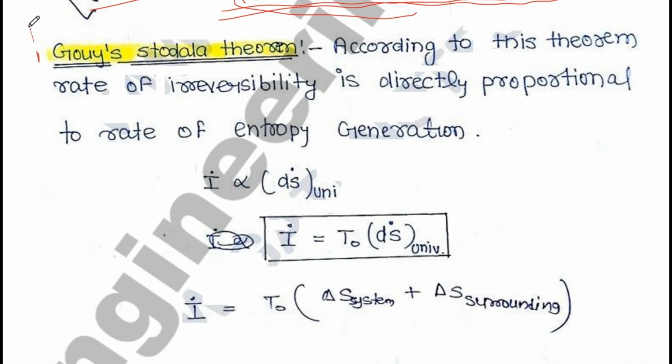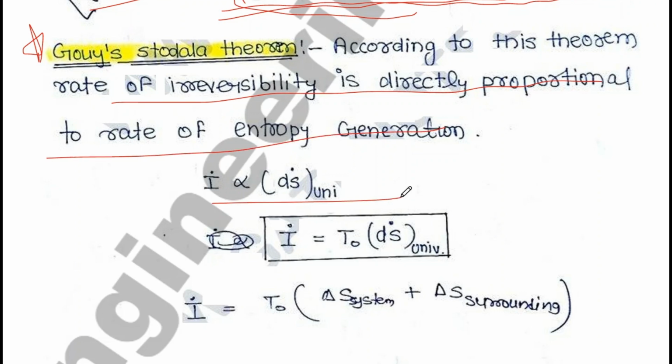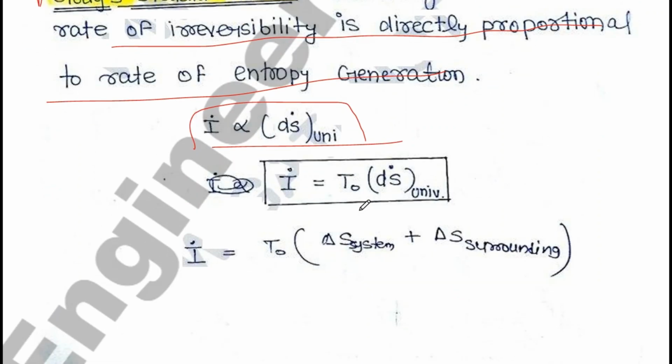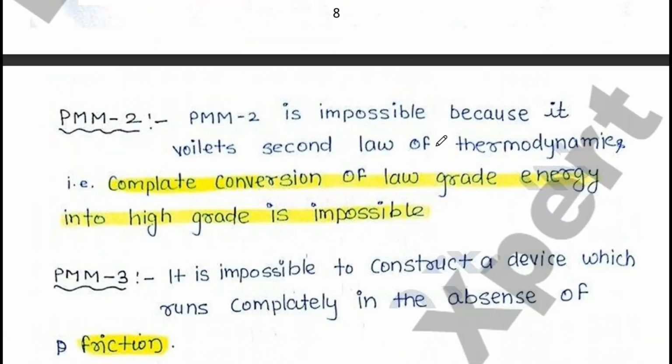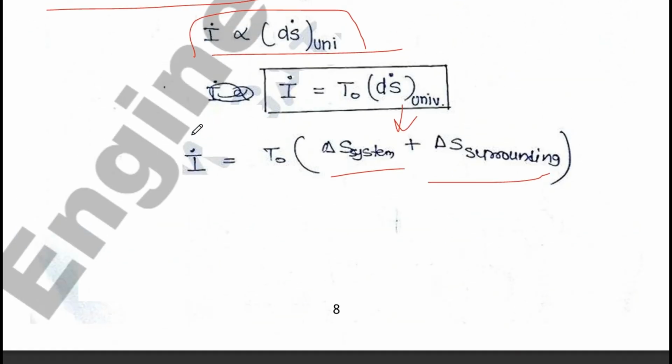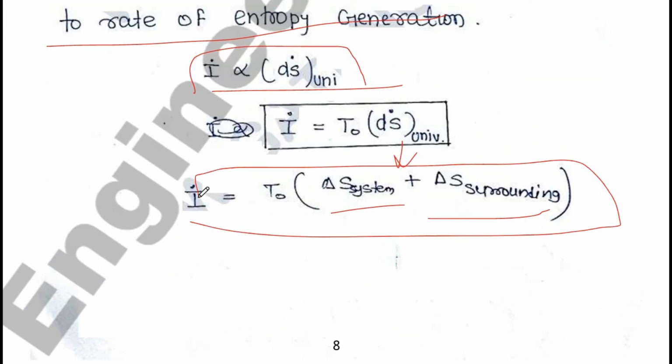There is one important theorem, that is the Gouy-Stodola theorem. According to this theorem, the rate of irreversibility is directly proportional to the rate of entropy generation. This is the mathematical representation of the above statement. dS can simply be the summation of the system plus surroundings that constitutes the universe. So this equation is pretty simple.